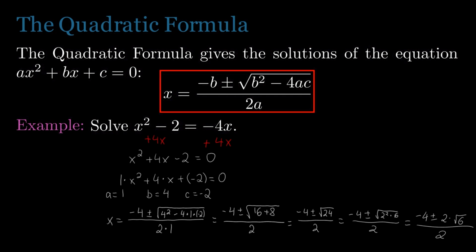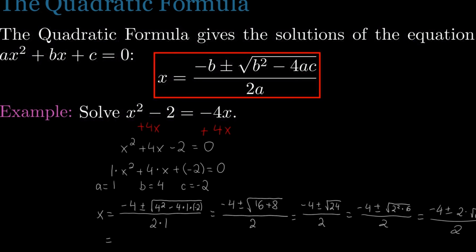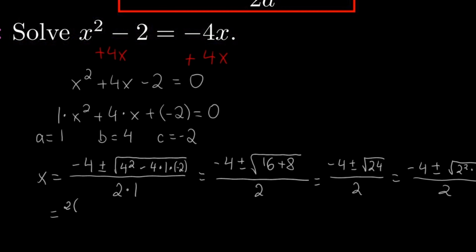Now we acknowledge that in the numerator we have a common factor of 2 that will simplify with that denominator. So we keep going here. We're going to have 2 times -2 plus or minus the square root of 6 all over 2. And now the 2's between the numerator and denominator as common factors can be divided out, leaving us with just 1, and therefore the two solutions are just -2 plus and minus the square root of 6.